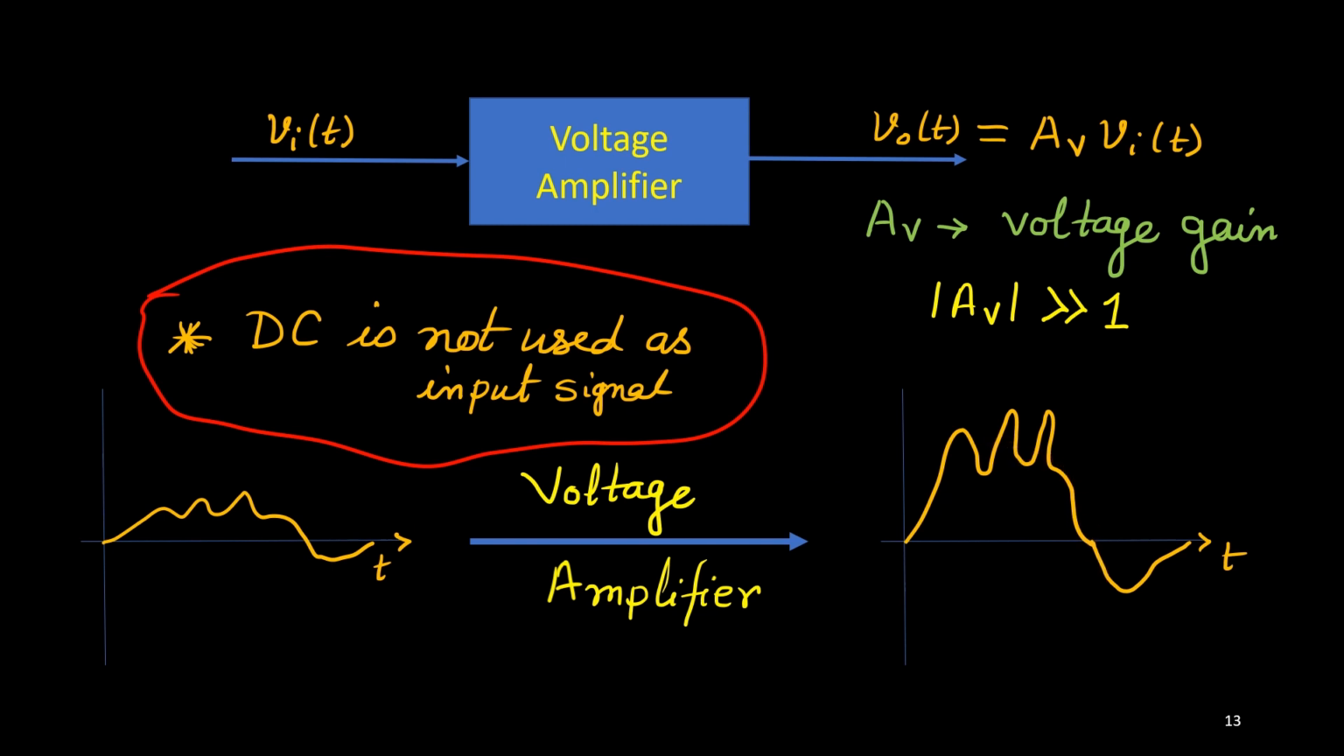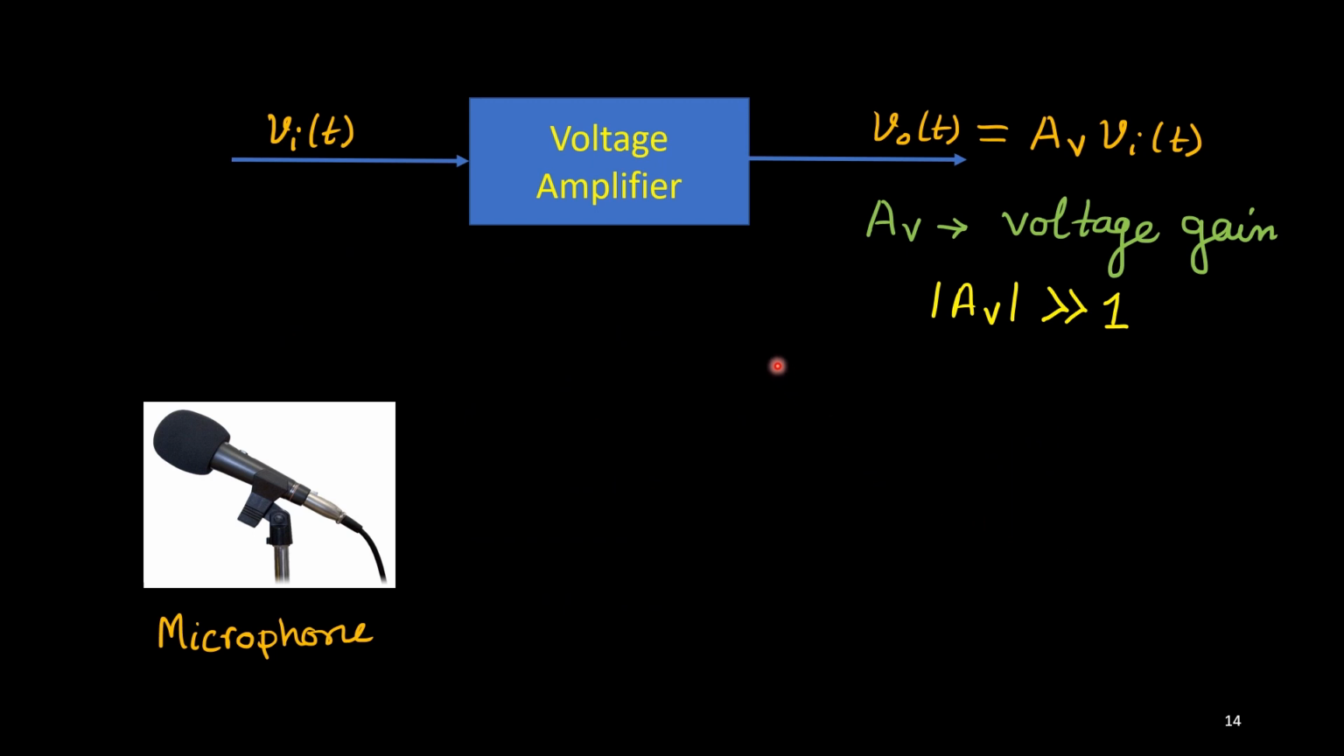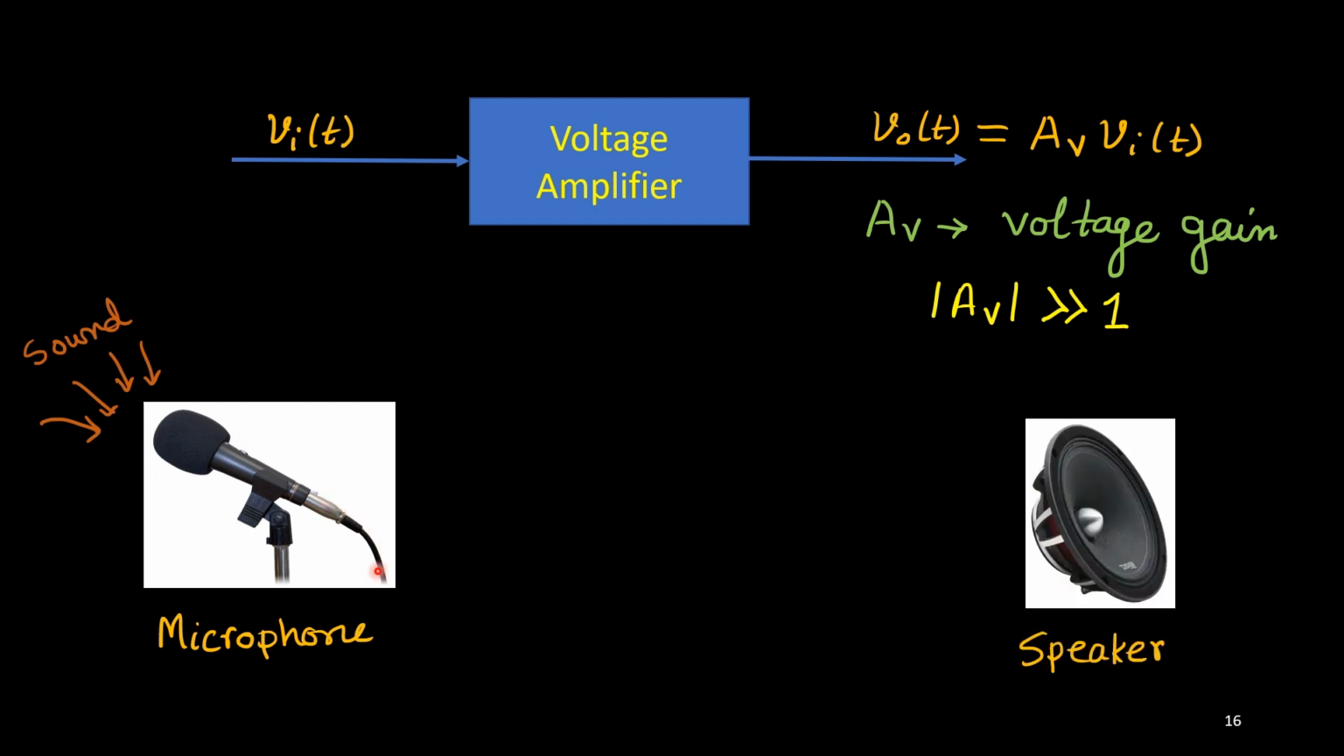Now I'll show you one practical example. So this is one microphone, a practical one. If you speak in front of a microphone, then this microphone will produce some electrical signal at this end, and we can use one speaker to get more sound. Suppose there is a stage performance, one singer is performing on a stage, and there is a live show. So that song should be amplified directly through a speaker.